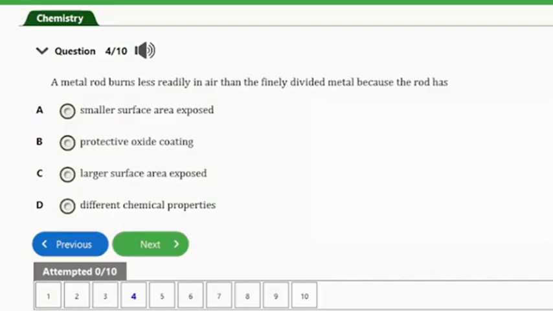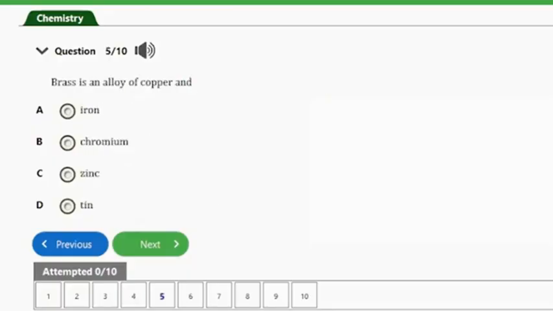Question number 4 here, it says, a metal rod burns less readily in air than the finely divided metal because the rod has A, smaller surface area exposed; B, protective oxide coating; C, larger surface area exposed; D, different chemical properties. The answer to this question will be option A here, and that's smaller surface area exposed. So let's consider the next question.